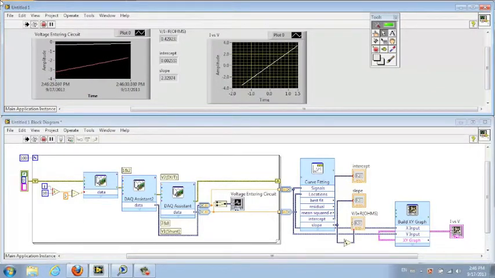The second DAC assistant measures the voltage across the shunt to determine the current of the circuit, which is measured in milliamps. A waveform chart on the front panel displays the values of the voltage that the DAC is inputting to the VI. The third DAC assistant measures the voltage from the circuit across our device under test.